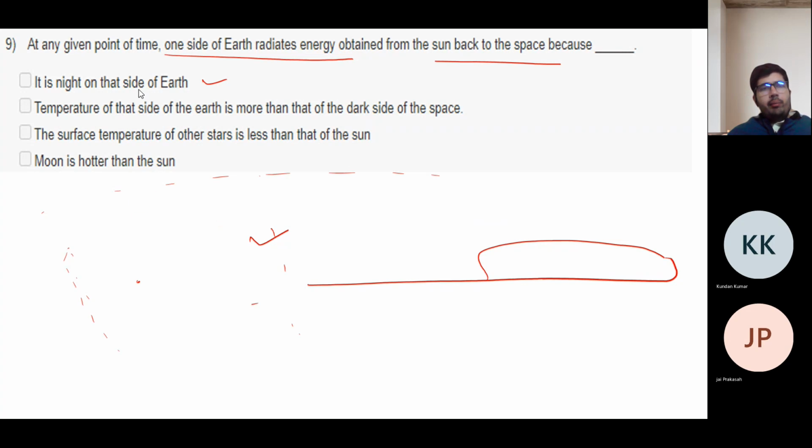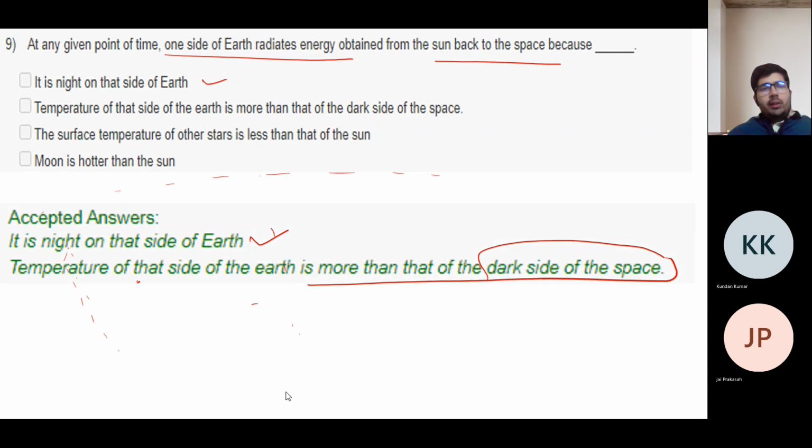Now at a given point of time, one side of Earth radiates energy obtained from the sun back to space because it is night on that side of the Earth. In daytime that surface of the Earth has already absorbed the radiation. Now the sun is not facing that area, so as compared to space there is a temperature difference, and Earth will radiate heat towards space. The temperature of that side of the Earth is more than that of the dark side of space. Yeah, correct.